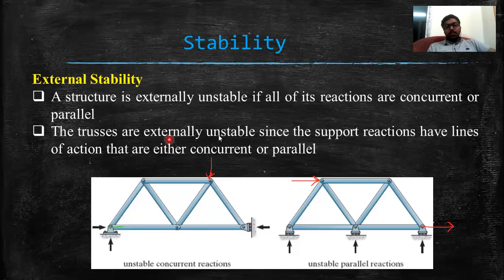Now, the trusses are externally unstable since the support reactions have lines of action that are either concurrent or parallel. Clear? These are the support reactions, this one, this one and this one. In this case, all the support reactions are concurrent because they all pass through one particular point, this joint. In this other scenario, the support reactions have lines of action that are parallel. So in both cases, our structure will become unstable.